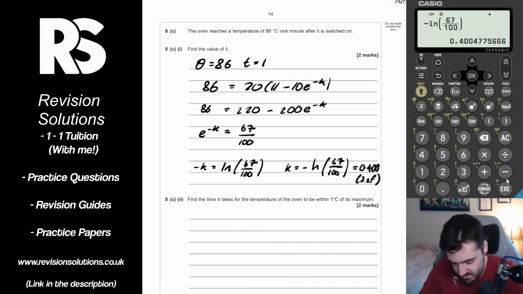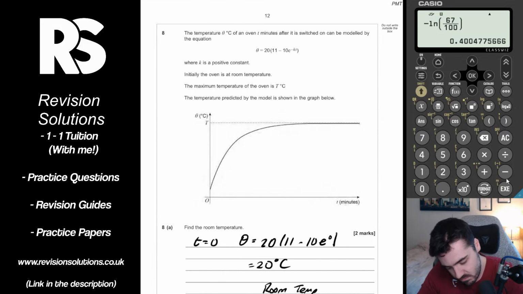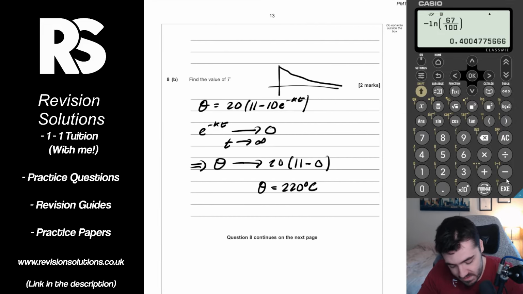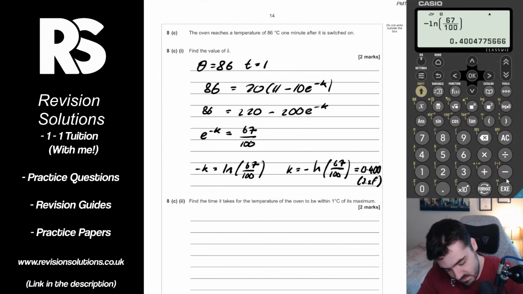Find the time it takes for the temperature of the oven to be within 1 degree centigrade of its maximum. So we can just find out the time it's going to be 1 degree lower than that. Our maximum was 220, that was the long run behavior, right? That was the maximum. So we're looking for the time it takes to get to 219. So theta is 219 degrees centigrade. What does our equation give us?